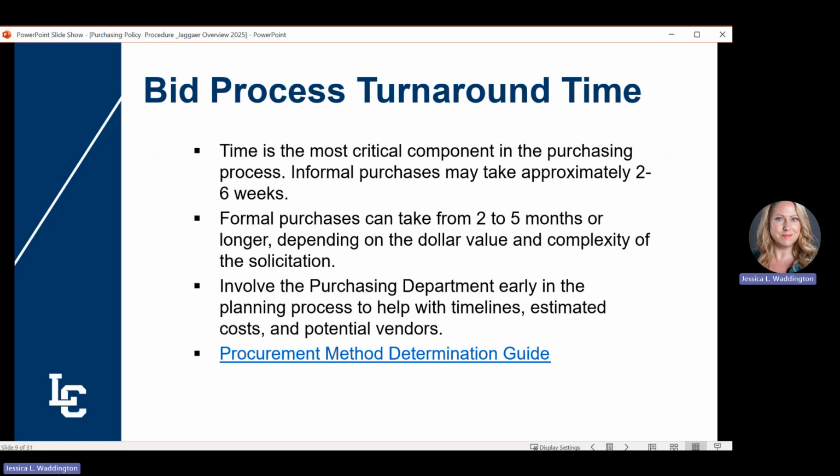Time is one of the most critical components in the purchasing process. The informal purchases may take approximately 2 to 6 weeks, whereas formal purchases can take anywhere from 2 to 5 months or longer, depending on the dollar value and complexity of the solicitation. Involve us early in the planning process to help with timelines, estimated costs, and potential vendors.